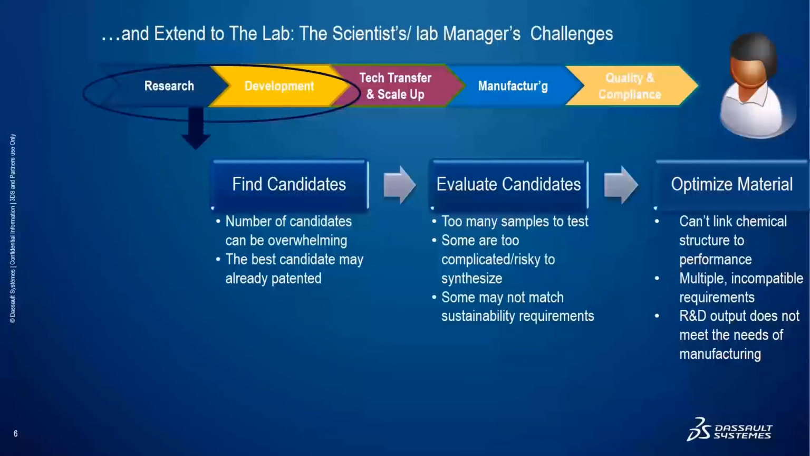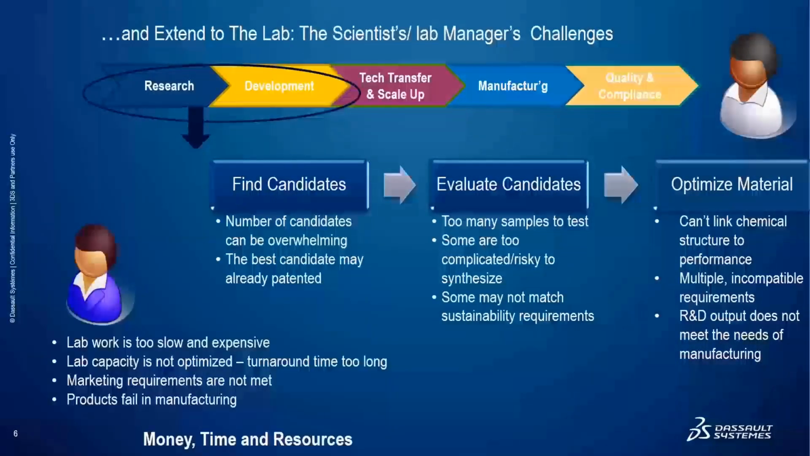So manufacturing says you cannot make something very fancy. By fancy, I mean you have to have a very sophisticated instrument to make a material, then you're out because it's not cost effective. If you probably have to do some specific treatment where you need skilled laborers, you're out of manufacturing. So these constraints are there, and the bottom line is it's expensive. Lab capacity is not optimized, marketing requirements are not met, and products fail in manufacturing.